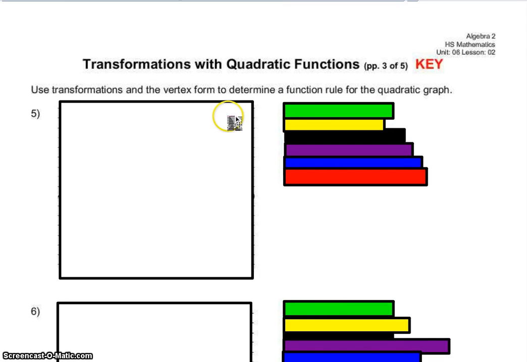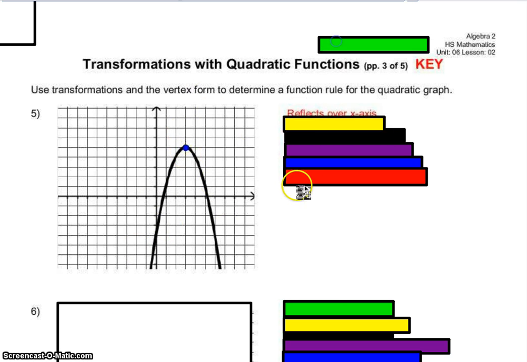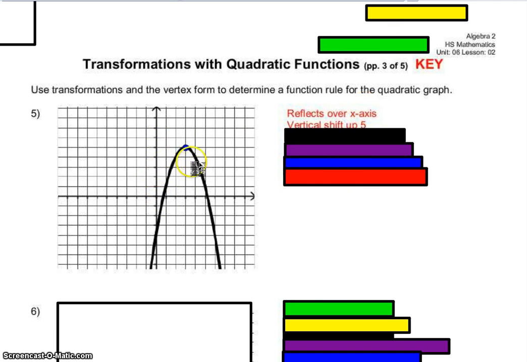Use the transformations and the vertex form to determine a function rule for the quadratic graph. So what's happening here is they give you a graph, and you've got to tell us what happened. It's opening the other direction, so it does reflect over the x-axis. The vertex went up 1, 2, 3, 4, 5. The vertex went to the right 1, 2, 3.